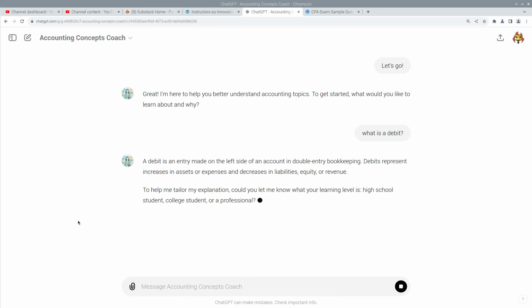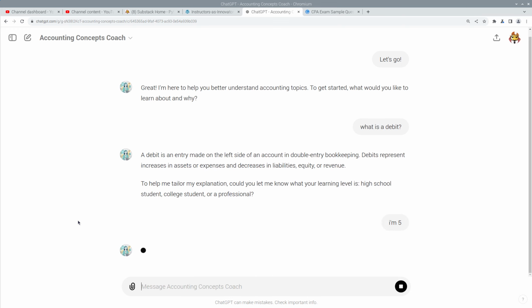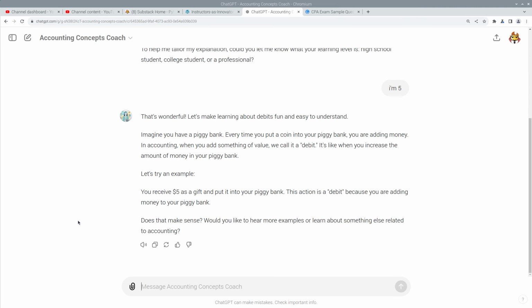Okay, a debit is an entry made on the left side of an account. It represents increase in assets or expenses, decrease in liabilities. That's great. Tell me, tailor my explanation. Let me know what your learning level is. Let's have fun here. I'm 5. I'm not really 5, but let's see how it adjusts here. It's probably going to give us a very basic way to understand debits.